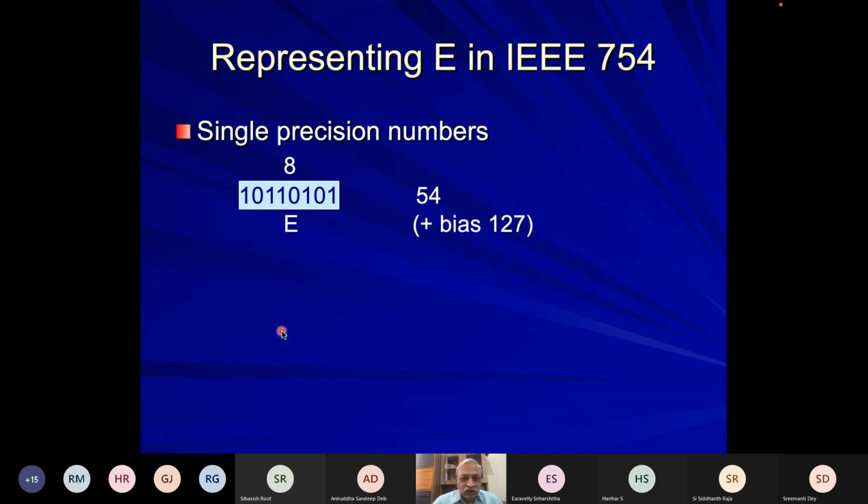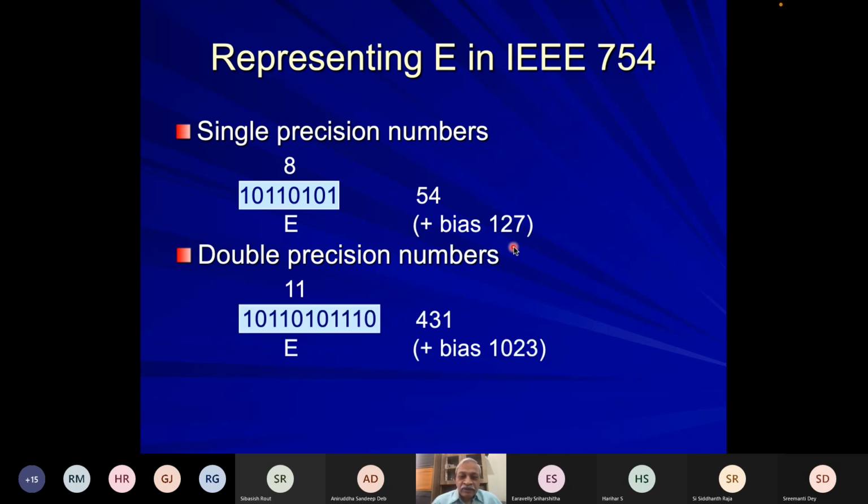All right, so the number being shown here is 10110101, and it is basically what we wanted to have. The exponent was 54. So this is a binary representation of 54 plus 127. In double precision, again biased representation is used, and the bias in this case is 1023.